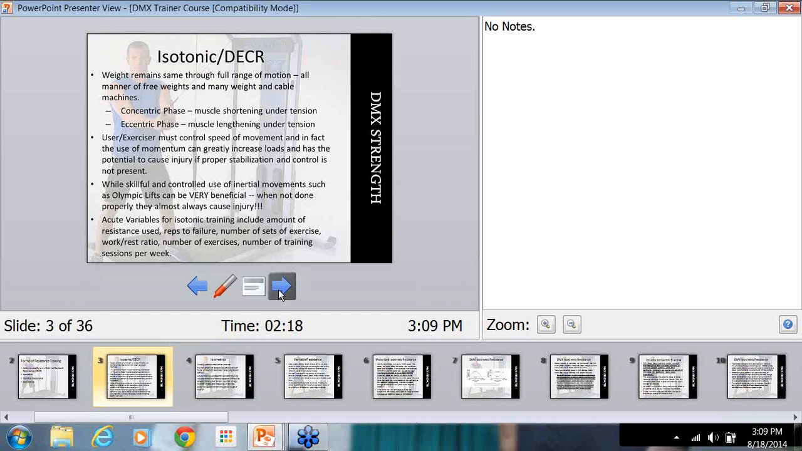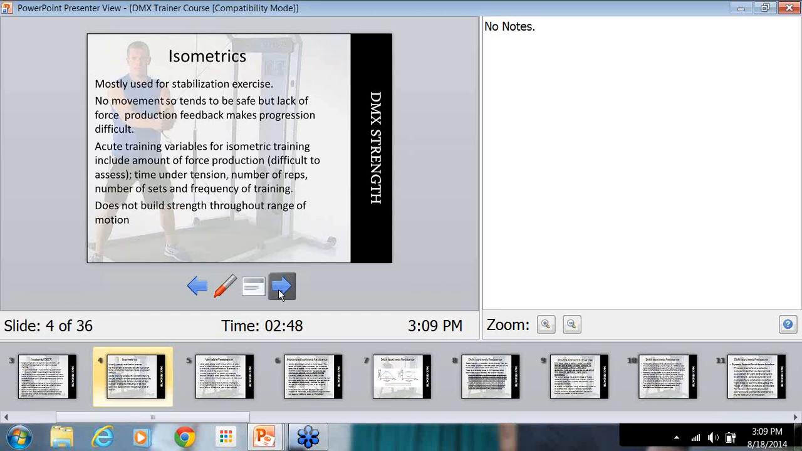What are the acute variables for isotonic training? In other words, what do we manipulate over time to keep the person progressing? Some of them include how much resistance we're using, so the weight itself is one of the big variables. How many repetitions in a set of exercise are we going to do until we reach momentary muscular failure? How many sets of exercise? What is the work-rest ratio? Another big one. In other words, how much work relative to the rest in a ratio? How many exercises? And then, of course, the frequency, how often we're going to do this training each week.